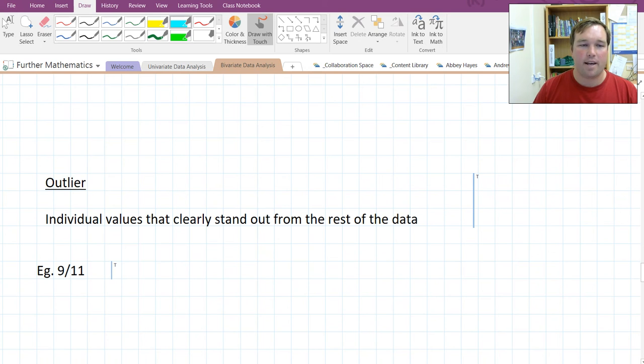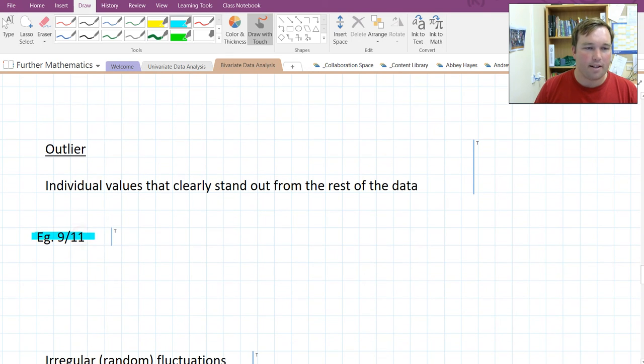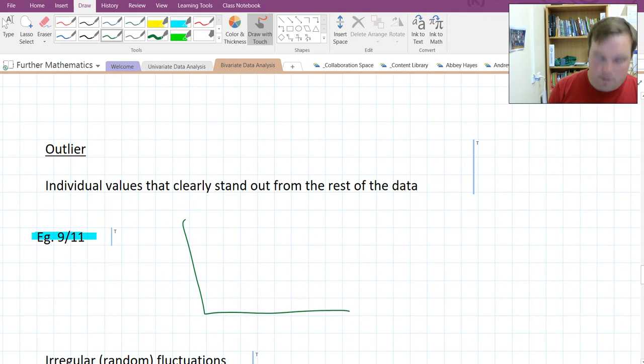An outlier is an individual value that clearly stands out from the rest. I've written 9/11 there to remind me. An example of this would be the number of people in the air at any one time. So, time here, people flying around the world at any one time has generally increased over time, except for the days after 9/11 when almost everyone in America was grounded. There would have been a sharp dip, and then we continue to rise.